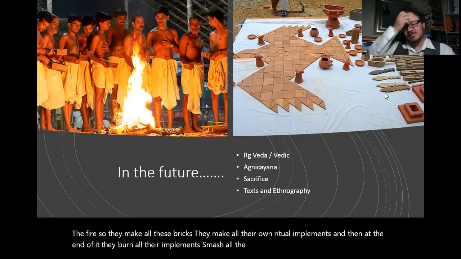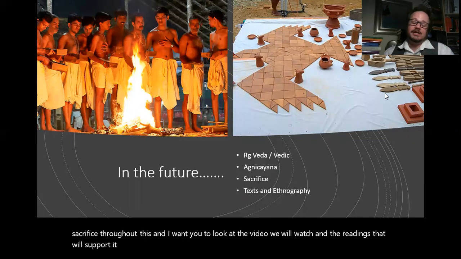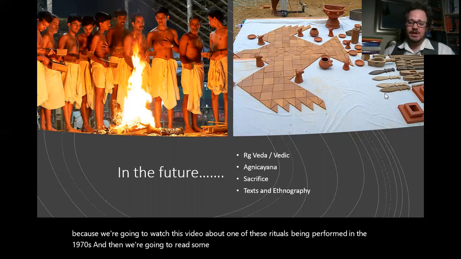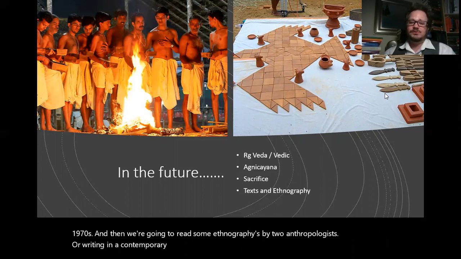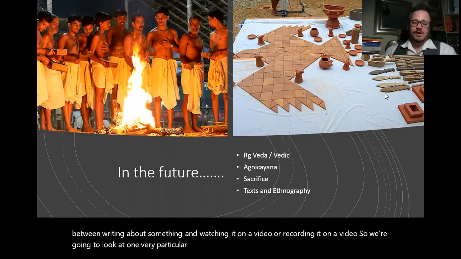There are various elements of sacrifice throughout this, and I want you to look at the video we will watch and the readings that will support it, and ask yourself, well, do they actually kill animals or not? I also want you to look, because we're going to watch this video about one of these rituals being performed in the 1970s, and then we're going to read some ethnographies by two anthropologists who are writing in a contemporary Vedic culture. And I want you to think about what's the difference between writing about something and watching it on a video or recording it on a video. So we're going to look at one very particular and very famous rite from ancient India. So I will see you next time.